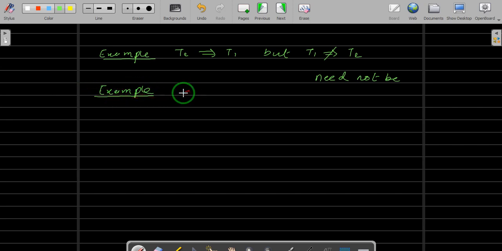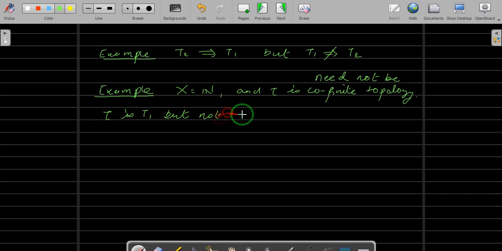You take a cofinite topology, and you take X as your set of all the natural numbers, and take tau as the cofinite topology. This is a topology which is T1 but not T2. Tau is the cofinite topology where your set is the set of all natural numbers. Our claim is tau is T1 but not T2. Let us show that it's a T1 space, and to show that it's not a T2 space, I will leave it to the learner. You work that out.